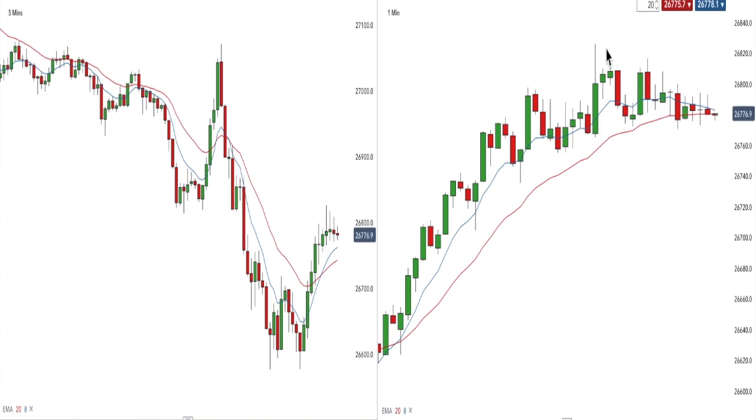So let's have a look at this. There. Is it going to stay down there? Is it going to stay down there? We shall see.